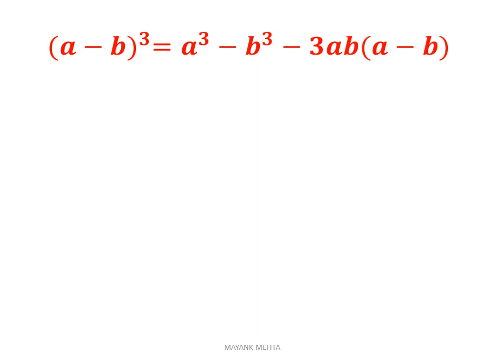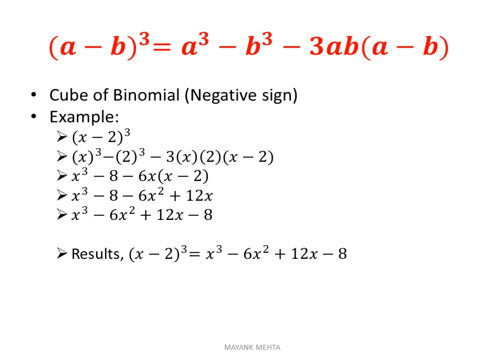The same: a minus b whole cube is a cube minus b cube minus 3ab into bracket a minus b, with a negative sign. In the example, you can see where I have put the minus sign, and you know that a minus term into a minus term will become a plus term. So you will need to know some basic rules of algebra and arithmetic as well.